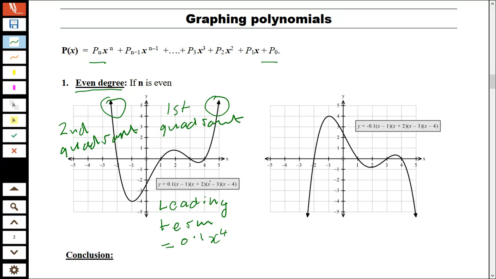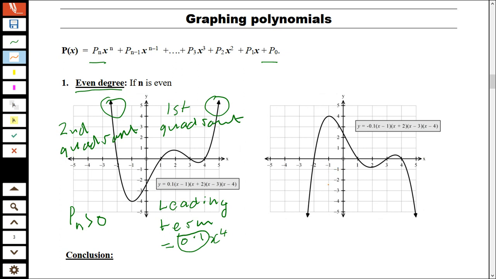And the other thing to notice about this particular polynomial is the leading coefficient is positive. Okay, so what I would say is that the leading coefficient Pn is greater than 0. All right, now let's have a look at this one over here.